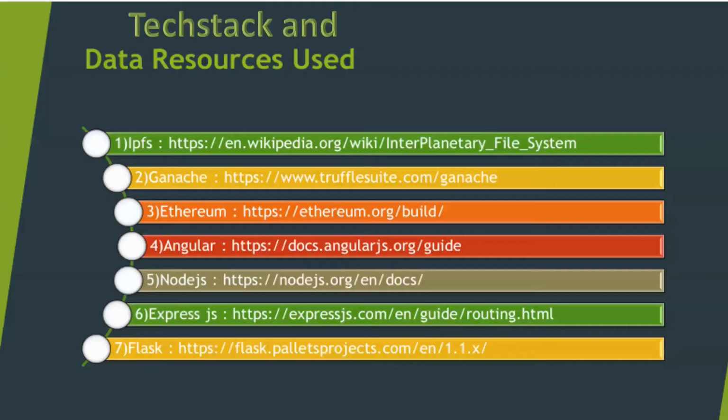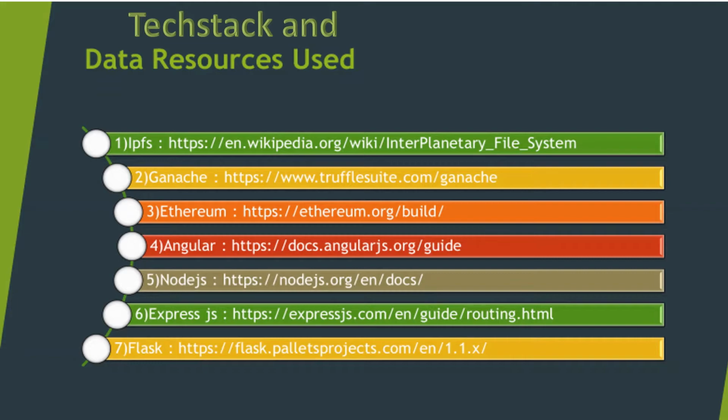Now let's have a look at the tech stack. We are using the IPFS network, a decentralized storage network, for storing the files and all other documents. We are using the Ethereum network as our main blockchain network for our whole deployment. We are using Angular as a front-end library, Node.js and Express.js as a backend, and Flask for API development in Python.